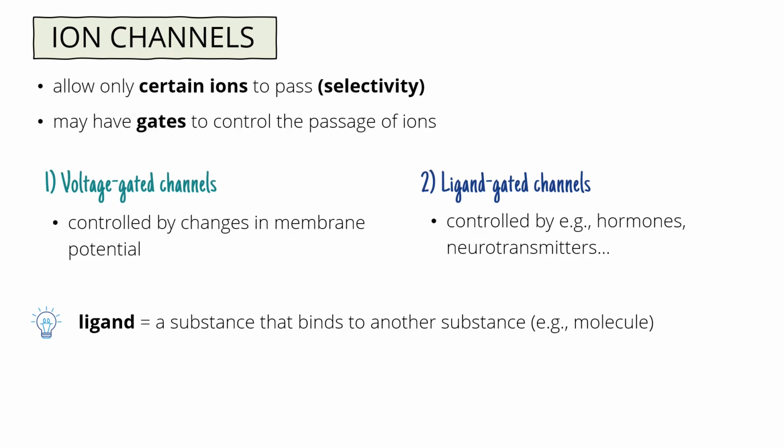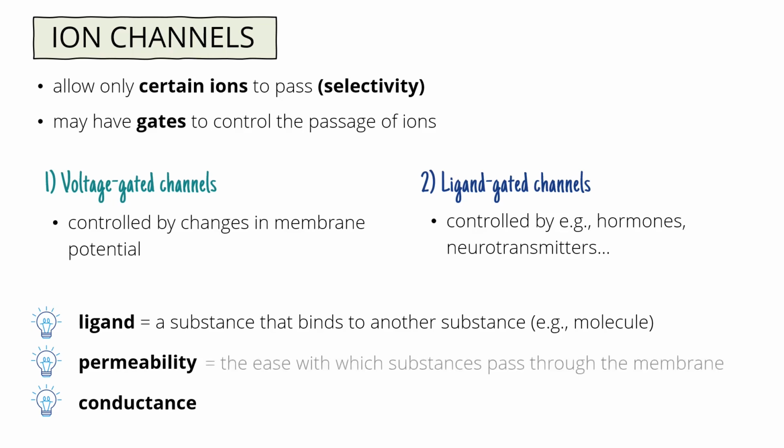Finally, let's discuss two very often used terms in physiology: permeability and conductance. Permeability expresses how easily a substance passes through the cell membrane. So for example, if a membrane is highly permeable to a certain ion, the ion passes through the membrane very easily. And conductance is just the permeability of a channel. So it expresses how easily an ion passes through that channel, okay?